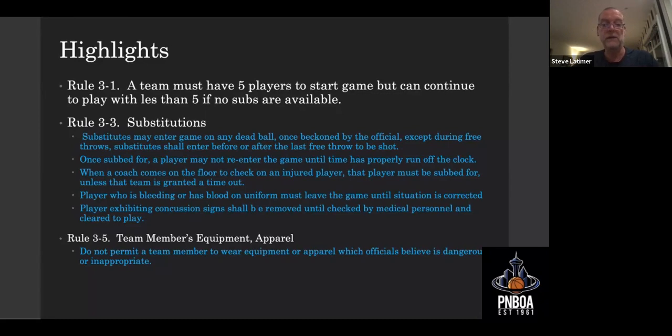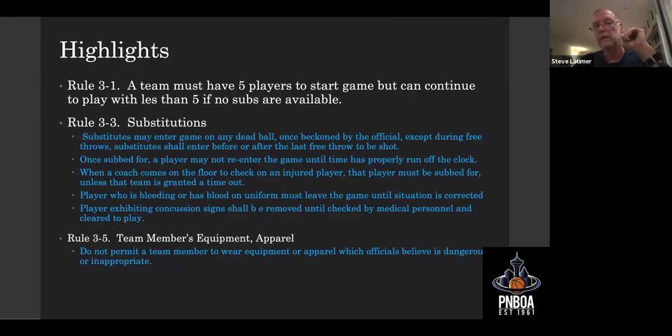The thing I highlighted here more than anything is don't let a kid out on the floor that has equipment or apparel which you think is dangerous or inappropriate. Be careful with things like religious or cultural headwear. It's soft coverings or whatnot. Roll with it, right? But hard coverings, hard casts, beads in the hair, earrings, jewelry, that kind of thing, don't allow that to play. Keep the safety issue in mind.